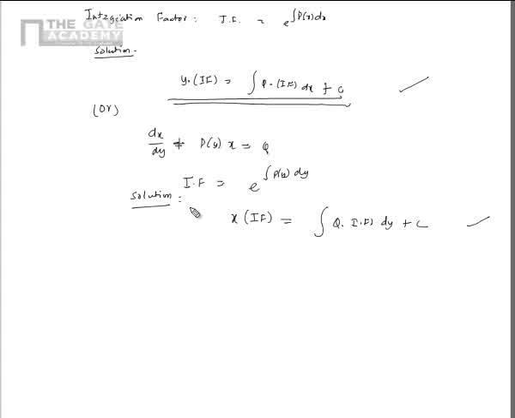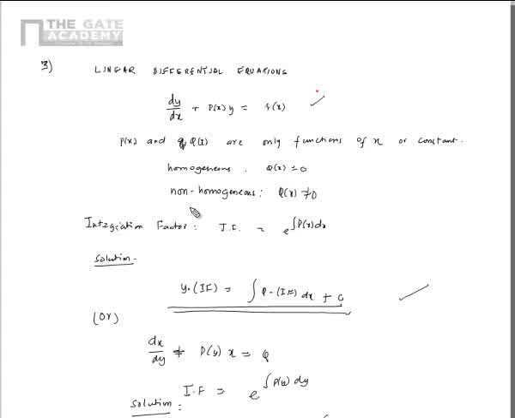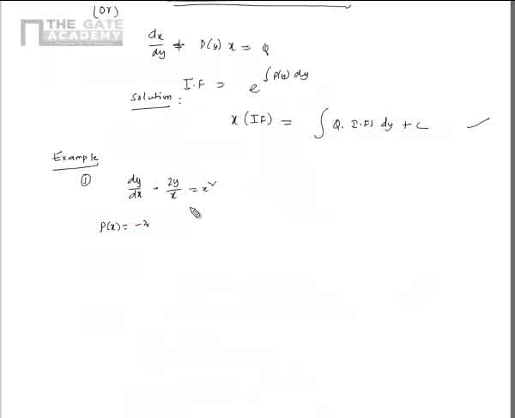So let's solve some examples in order to understand this linear differential equation. We have not derived anything, we have just told you the form of the solution once you calculate the integrating factor based on the linear differential equation. Let's solve one example. Example 1: dy by dx minus 2y by x is equal to x square. Comparing with the standard form, p of x is minus 2 by x, and q of x is x square.